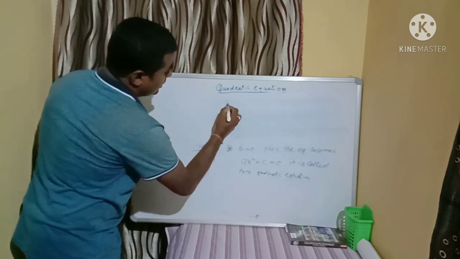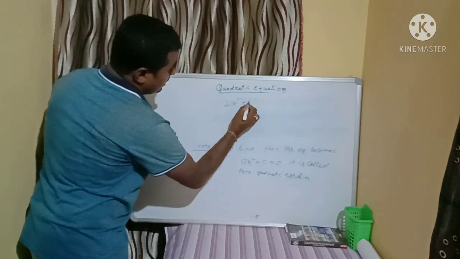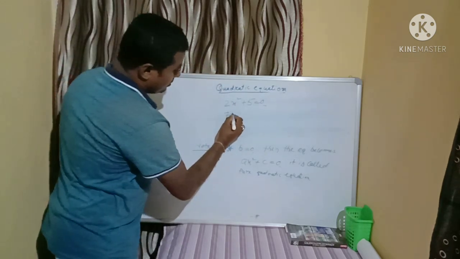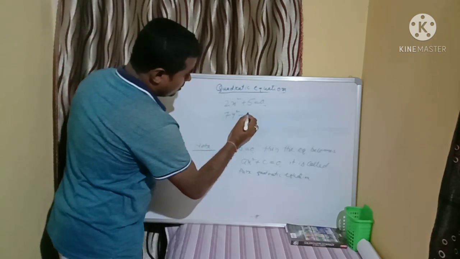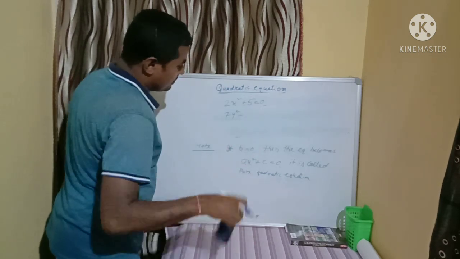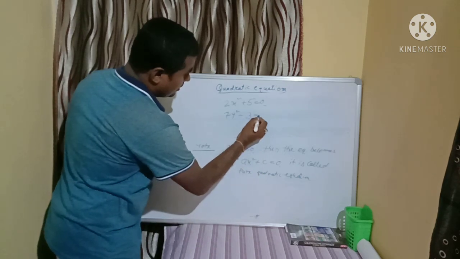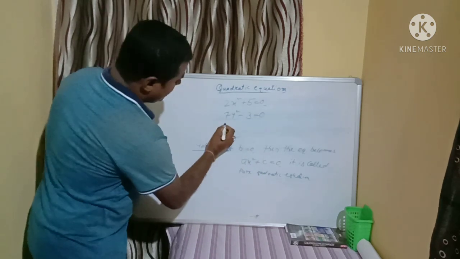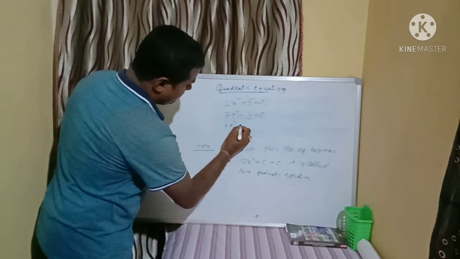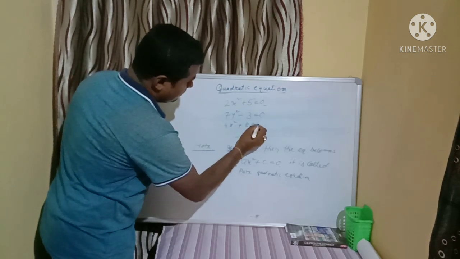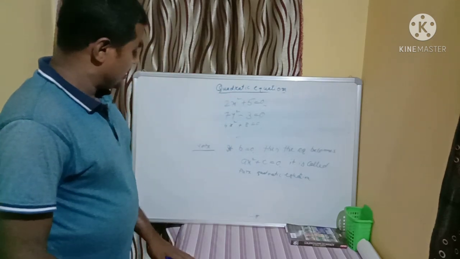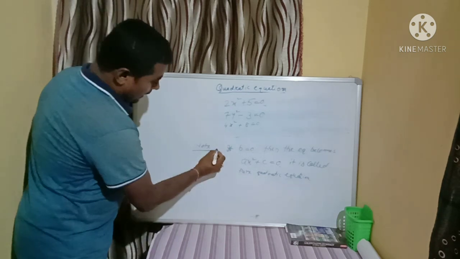Examples of pure quadratic equations are 2x square plus 5 equal to 0, 7y square minus 3 equal to 0, and 4x square plus 8 equal to 0. All are pure quadratic equations. So this is note 1.